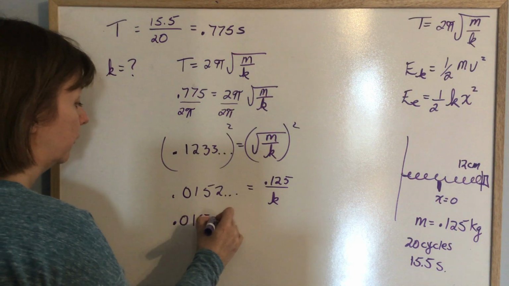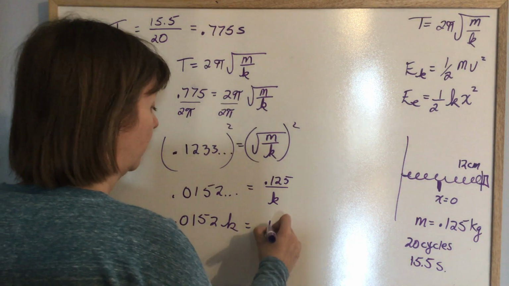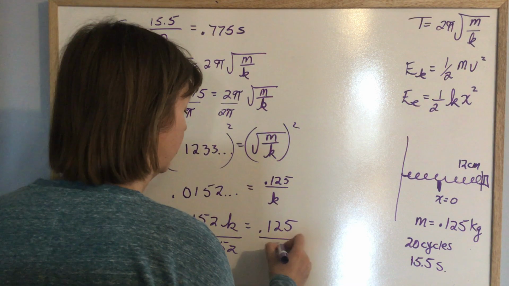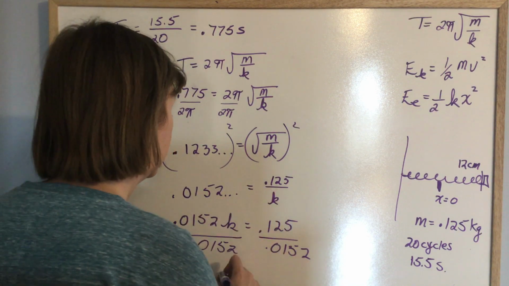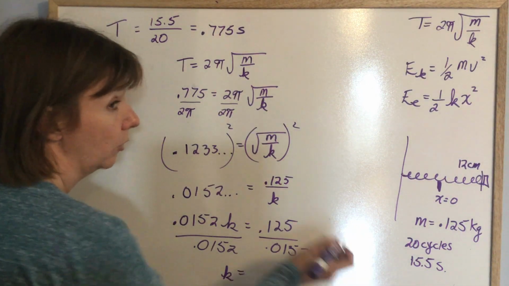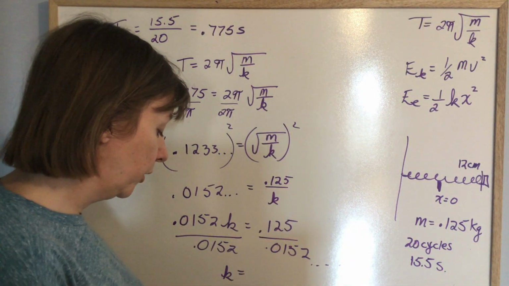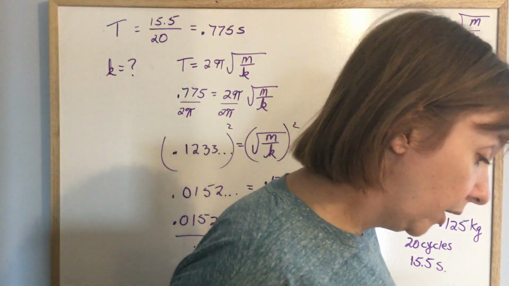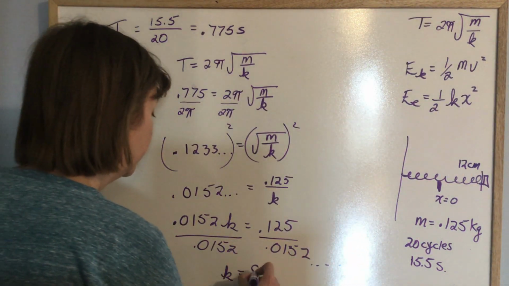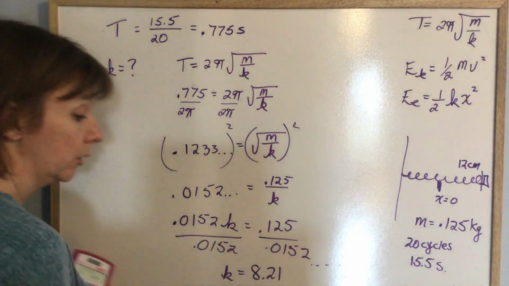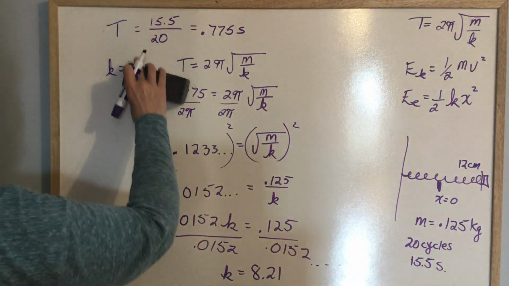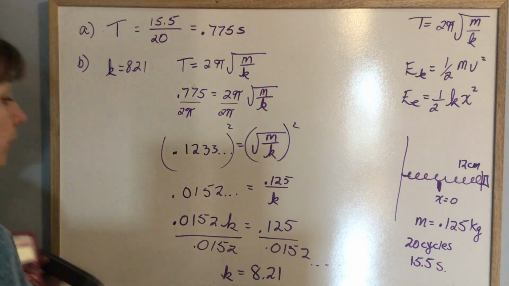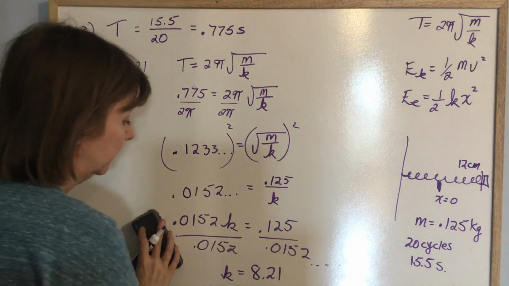So I have 0.0152k equals 0.125. So I'm going to divide this side by 0.0152. Now I'm just not clearing it on my calculator, so I'm going to do the whole number. I'm not rounding off. So I'm going to do 0.125 divided by my answer, and I get 8.21. So my spring constant is 8.21. So now I figured out my spring constant. So this was part A, this is part B, 8.21. All right? So part C.